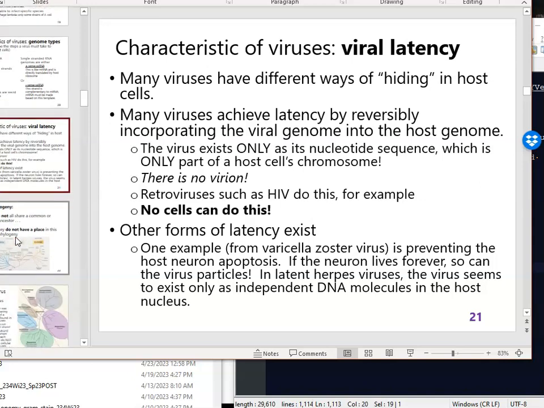Some other things would be, are they enveloped? What is the shape of the capsid? And then that's it for those characteristics.